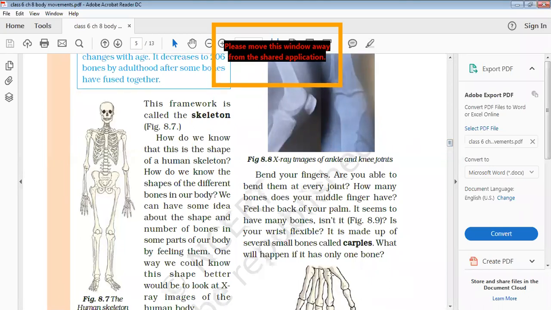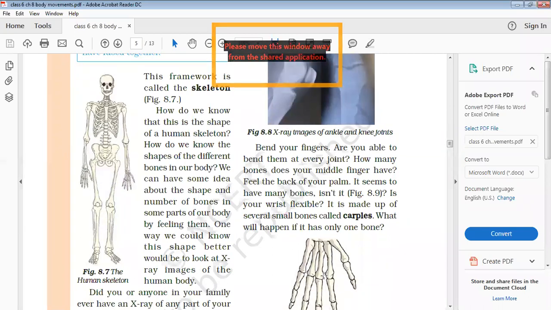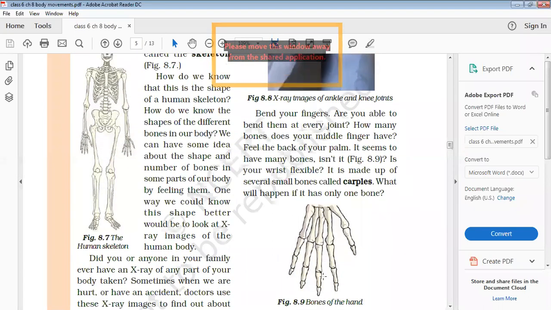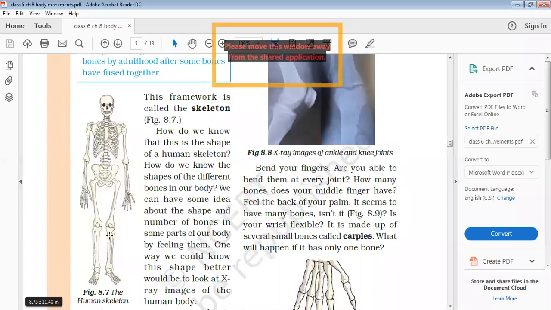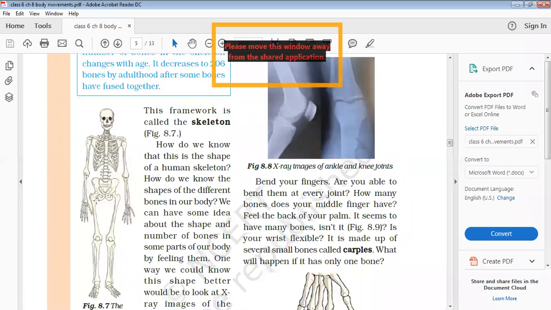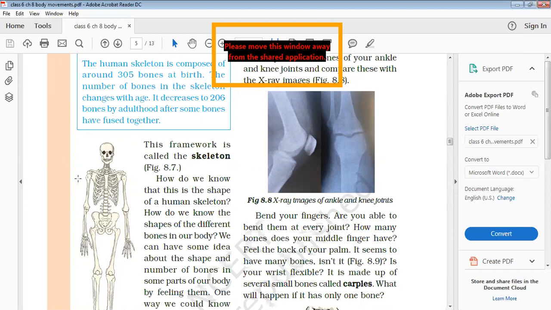Skeleton. This framework is made up of different types of bones, and we will discuss them one by one, which types of bones comprise a human skeleton. Actually, what happens if sometimes you have an accident, and then you go to the doctor.